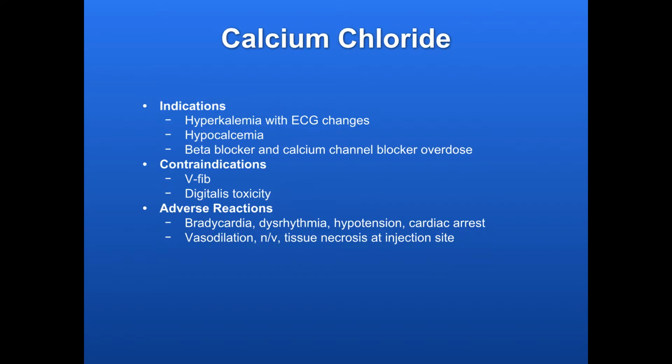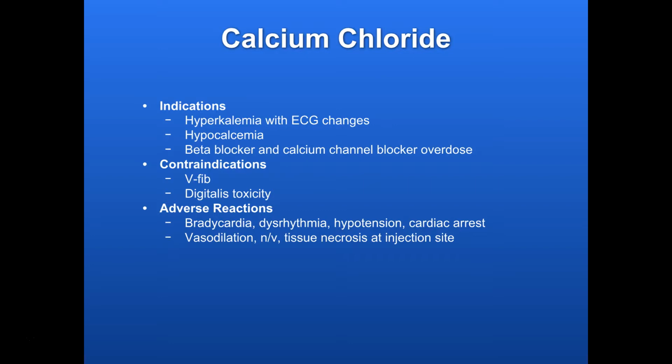So some indications for it: hyperkalemia with ECG changes. You get big peaked T waves, widening of the QRS. Hypocalcemia, that we're going to have to draw labs for to see that usually. And then beta blocker and calcium channel blocker overdose. If you just increase the amount of calcium in the blood in the calcium channel blocker overdose, then you're counteracting those effects.